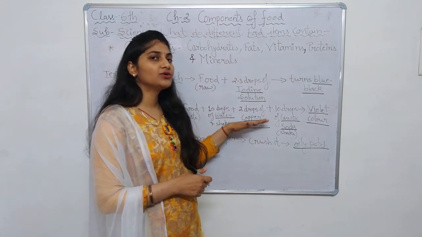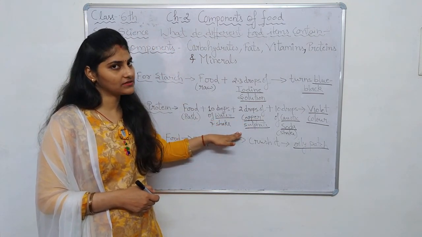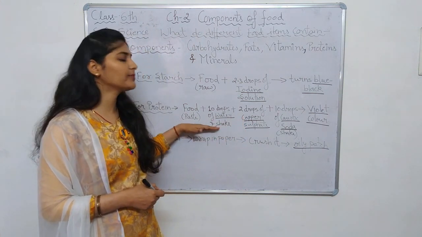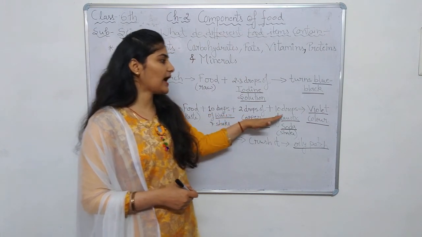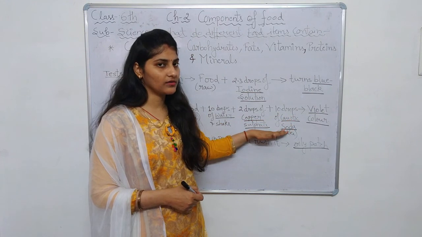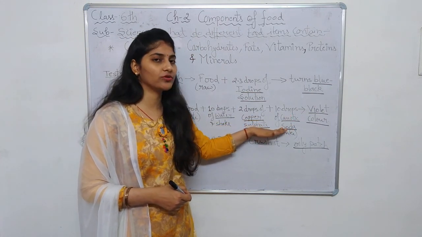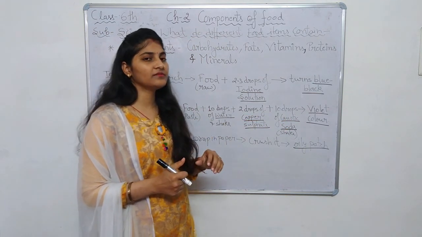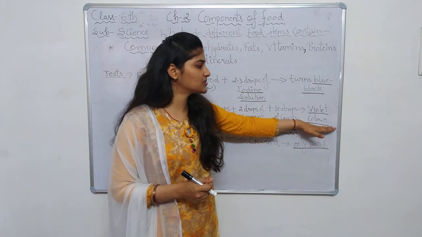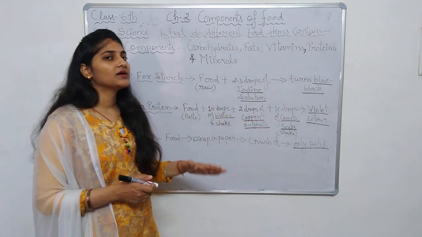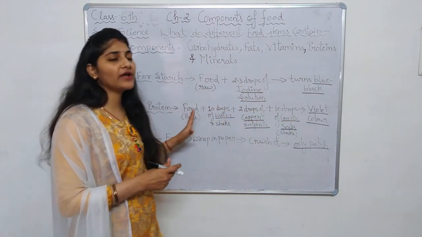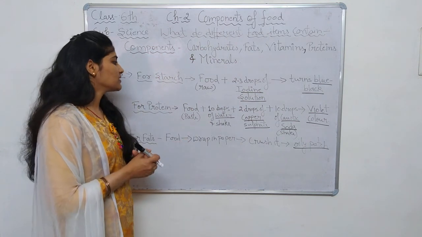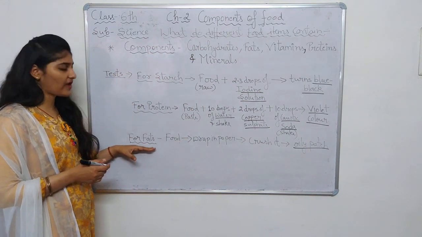Then we will add 2 drops of copper sulfate. This is the name of a chemical. We add 2 drops of copper sulfate to the liquid paste of our food. Then we will add 10 drops of caustic soda, and after that we will shake the paste well. We will observe then for the color change. If the color changes to violet, that shows that the food item we are consuming has protein in it.